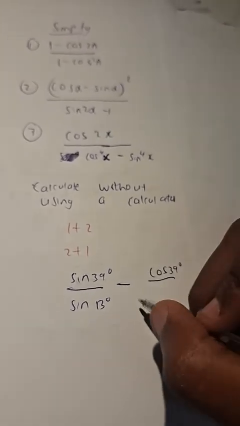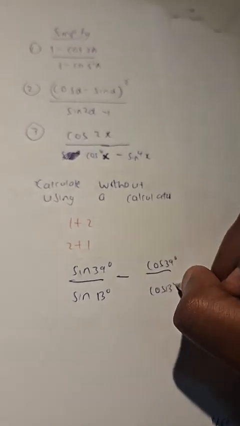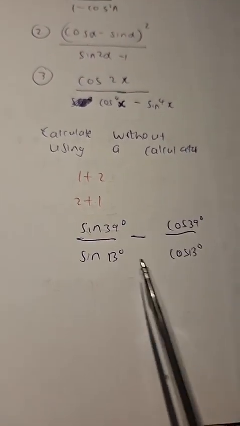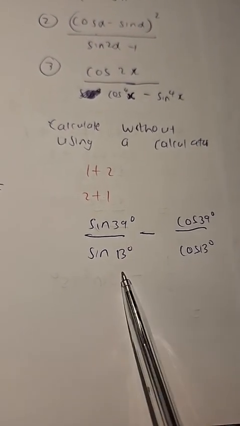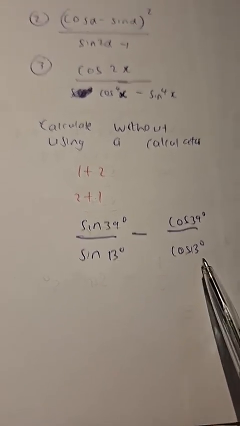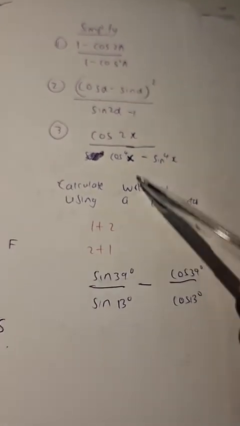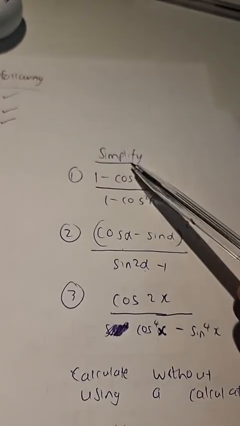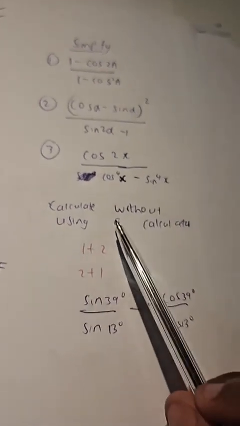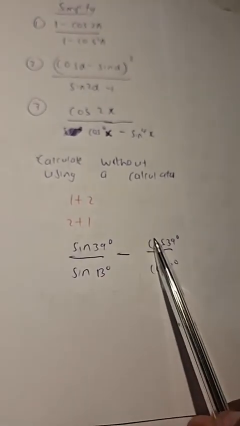I do only lives for matric in the morning. I don't do lives for any other grade. Okay. Calculate without using a calculator: sine 39 degrees over sine 13 minus cos 39 over cos 13. So I'll open my live and do these corrections for 1, 2, 3, which is simplification questions, and then calculate without using a calculator this.